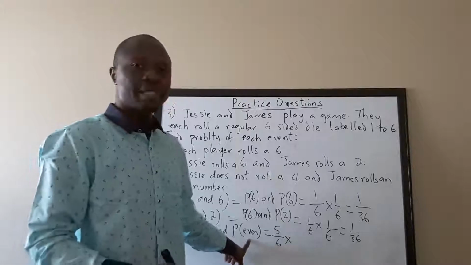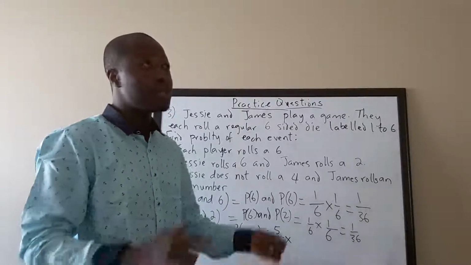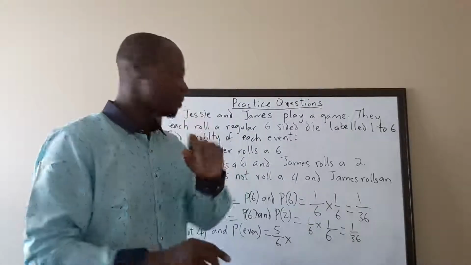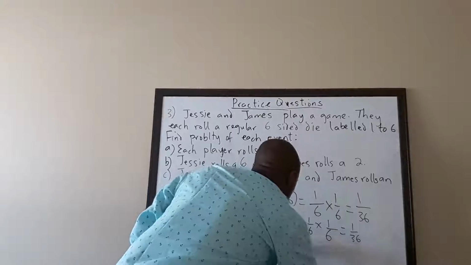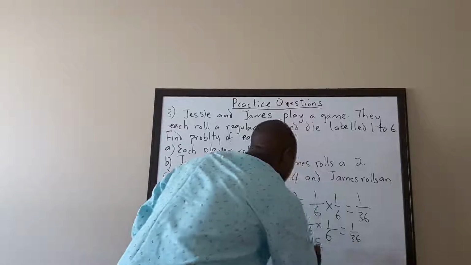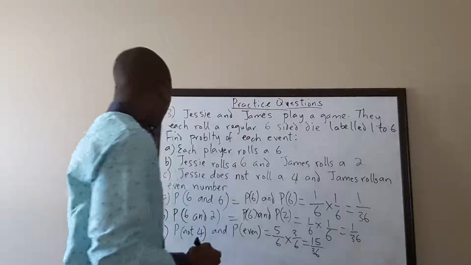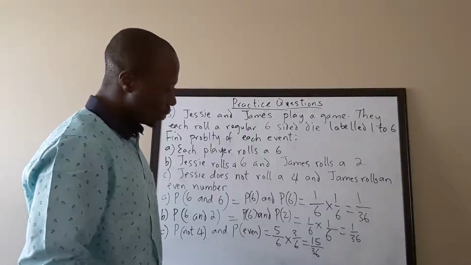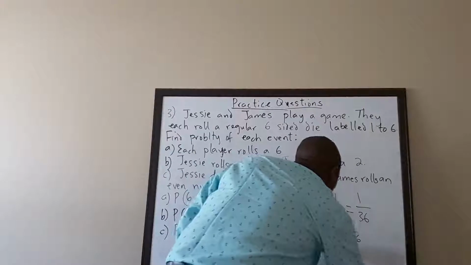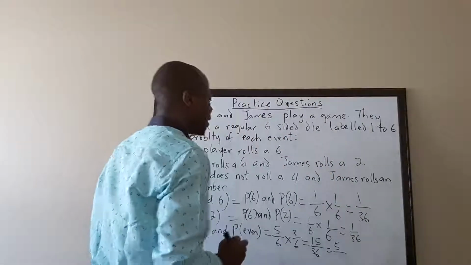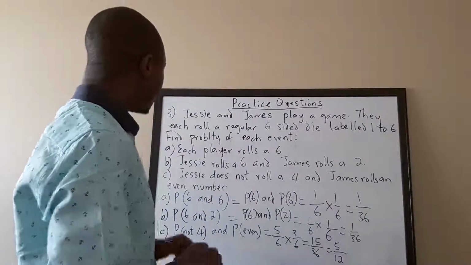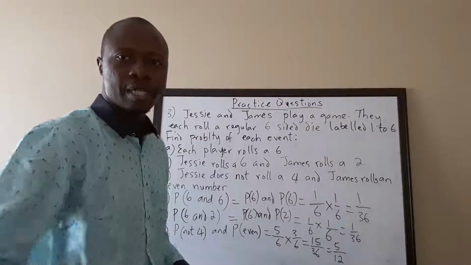How many even sides do we have from 1 to 6? Well, 2 is even, 4 is even, and 6 is even. So 3 out of 6. So 3 over 6. 5 times 3 is 15. 6 times 6 is 36. So we have to reduce this. 3 is the greatest common factor here. So 15 divided by 3 is 5. 36 divided by 3 is 12. Now this brings us to the end of this question.